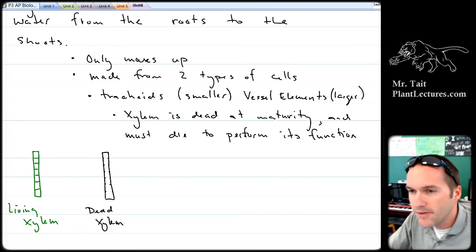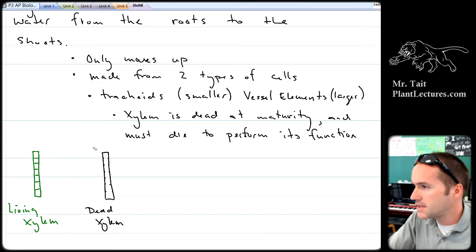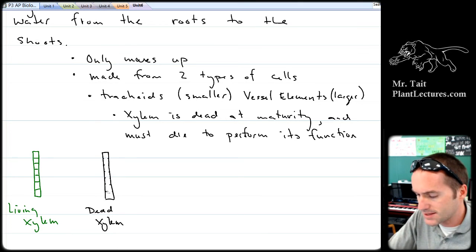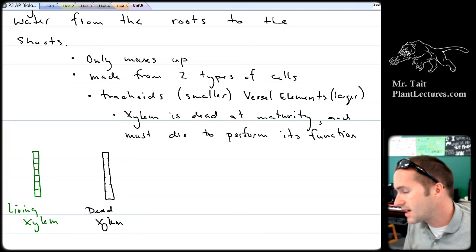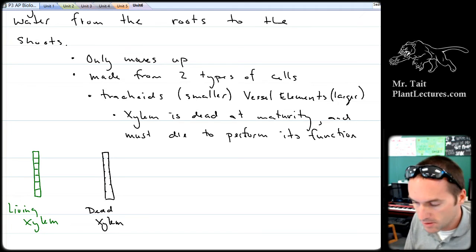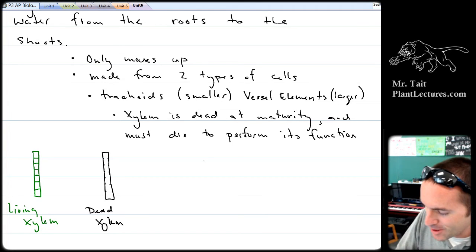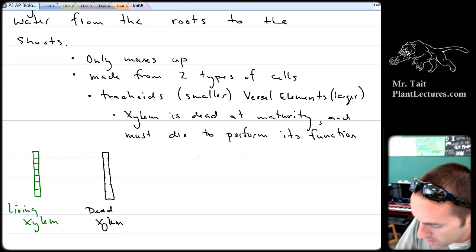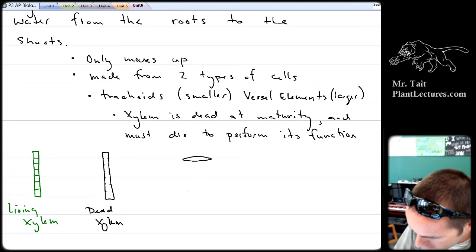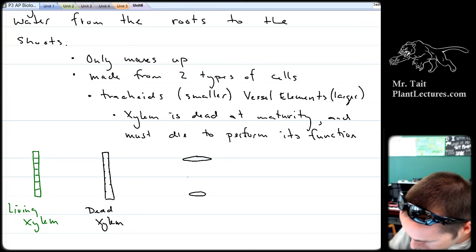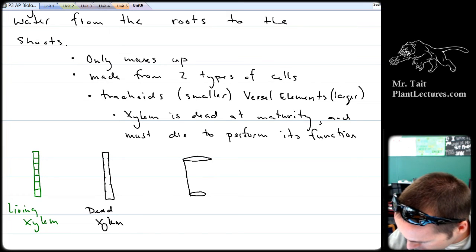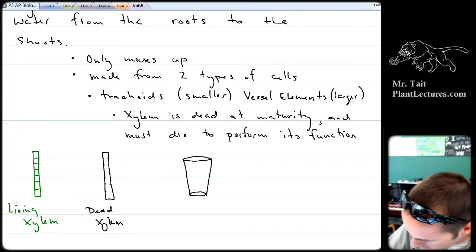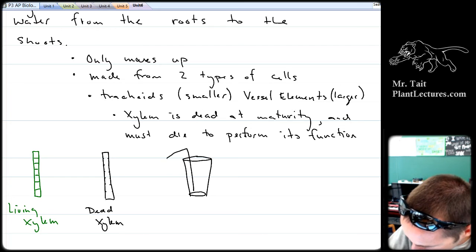And now we've got a nice little hollow tube of cells, right? We've got cell wall on the outside and no cell walls on the inside. This hollow tube works like a straw, right? So the next thing we got to talk about is how does a straw work? So here's a cup. And it's got a straw in it.